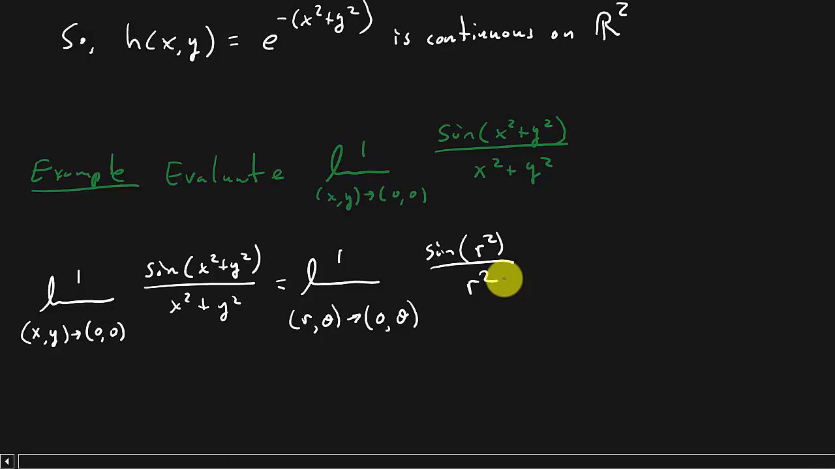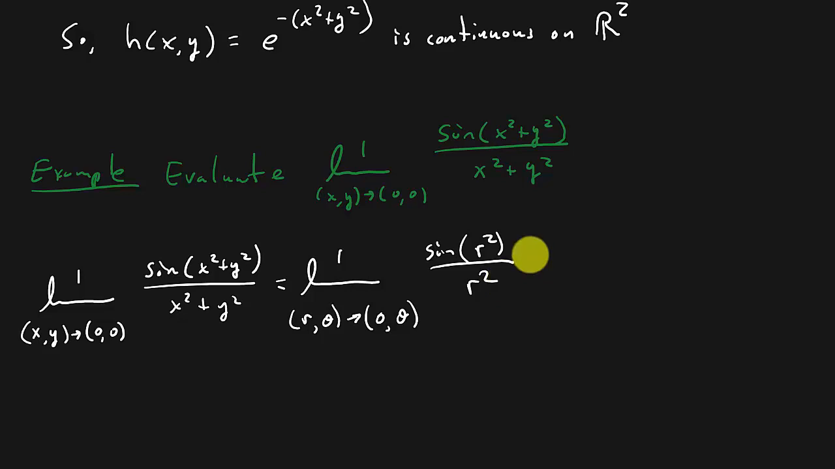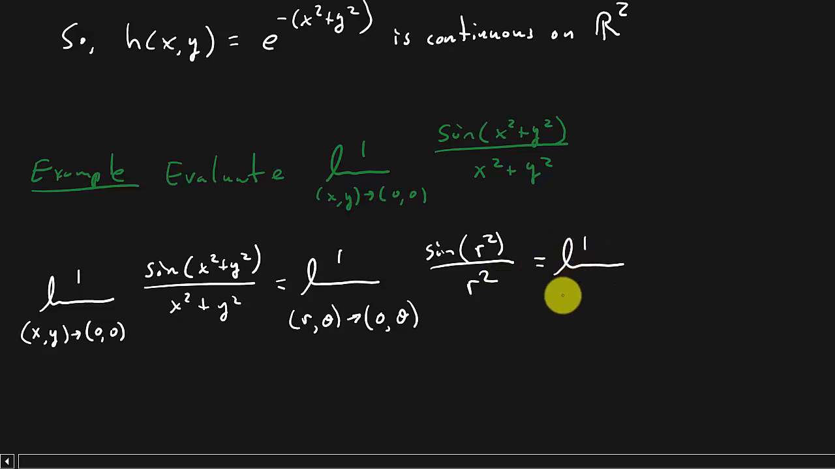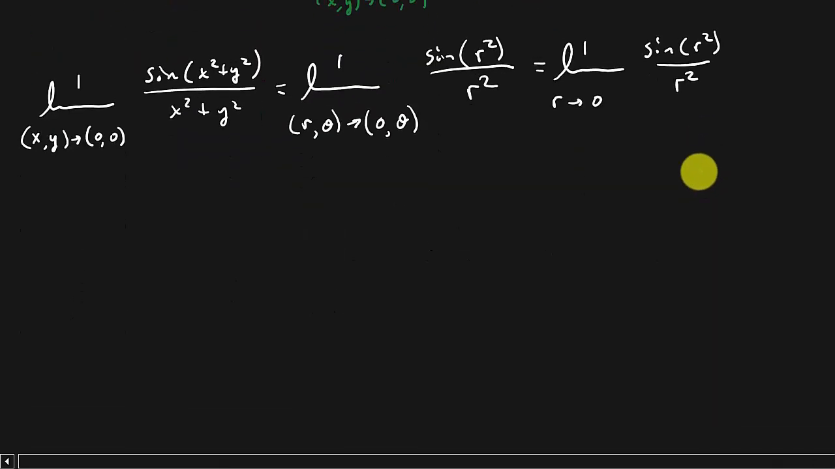So now we have to evaluate this limit, and this is actually a limit. It's just in terms of r now. So I've got sine r squared over r squared. Now how do we calculate that? Because let's see, if we plug in 0, that's going to give us 0 over 0.